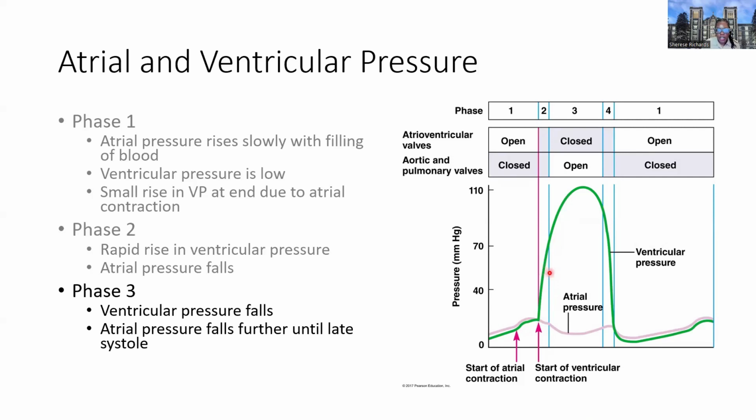Phase three is ejection. Ventricular pressure is going to rise at first, but then drop as blood leaves the ventricle. Atrial pressure will continue to fall until the end of systole, and then it's going to remain the same and slightly increase towards the end of systole. So it's going to sort of stay stable because the ventricles are contracting, AV valves are closed in phase three.